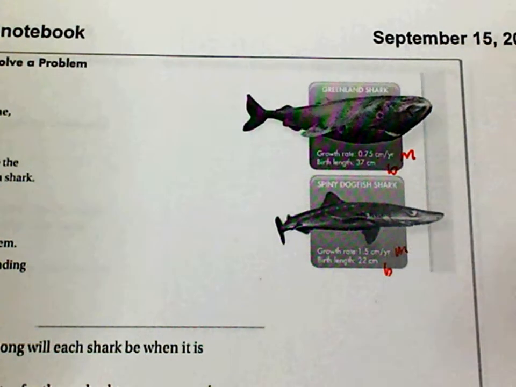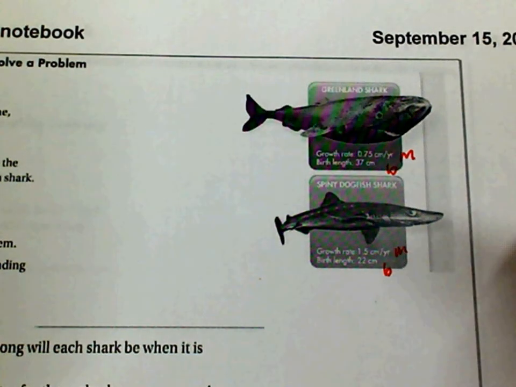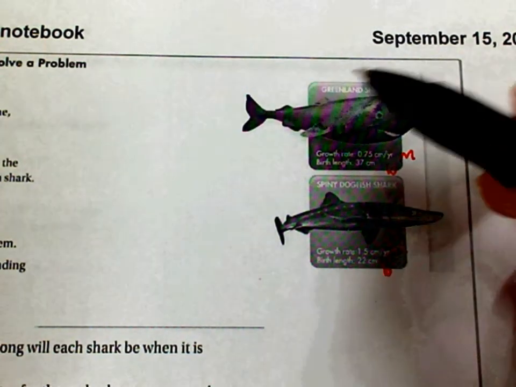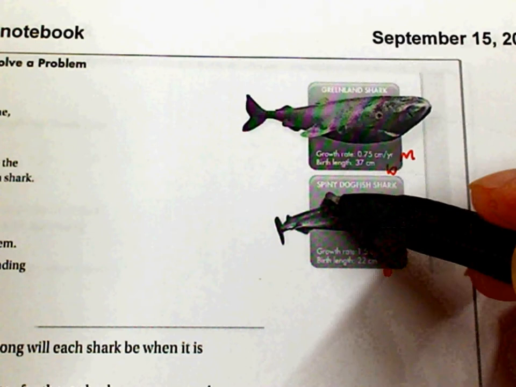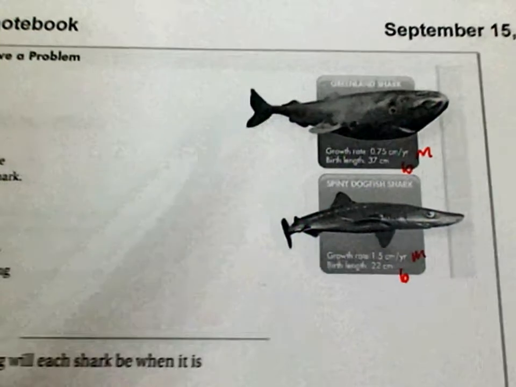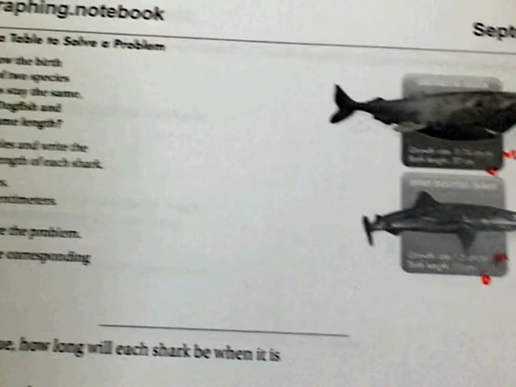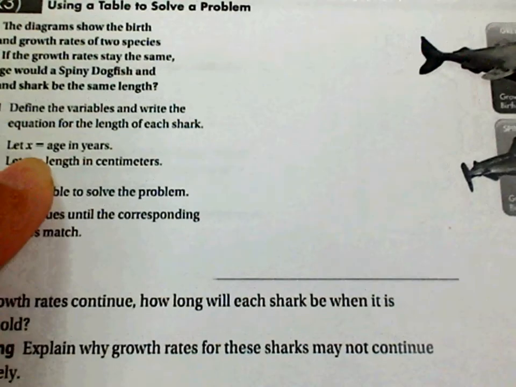So it says, the diagram shows the birth lengths and growth rate of 2 species of shark. One of them is called the Greenland shark. The other one's called the spiny dogfish shark. Okay? So I'm just trying to let you guys see a little. Step 1 says you need to define the variable. So they're going to let x be the age in years and y be the length in centimeters. So how would you write the equation?